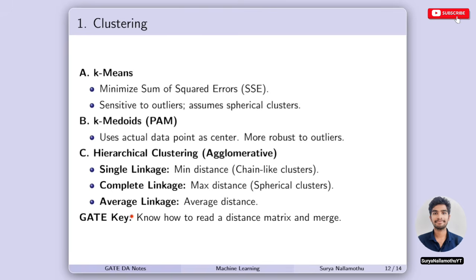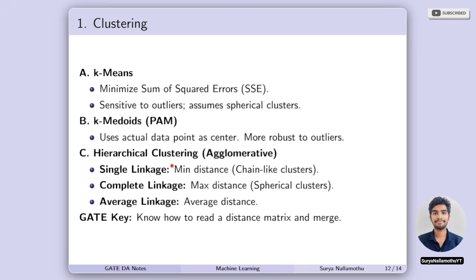Next, clustering. We know very well what clustering means. Clustering is nothing but grouping. The methods are k-means, k-medoids, and hierarchical clustering. K-means is sensitive to outliers. This point is very important. It means it cannot handle the outliers, and there is no chance to detect them. But k-medoids is robust to outliers. That is the way it was designed.